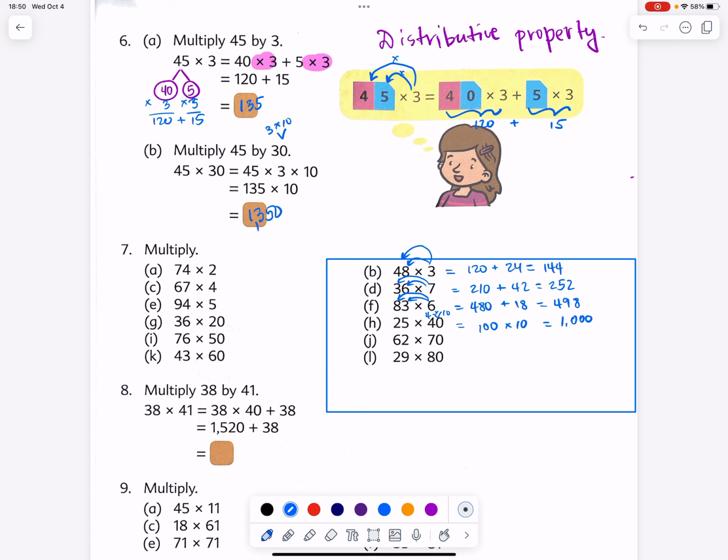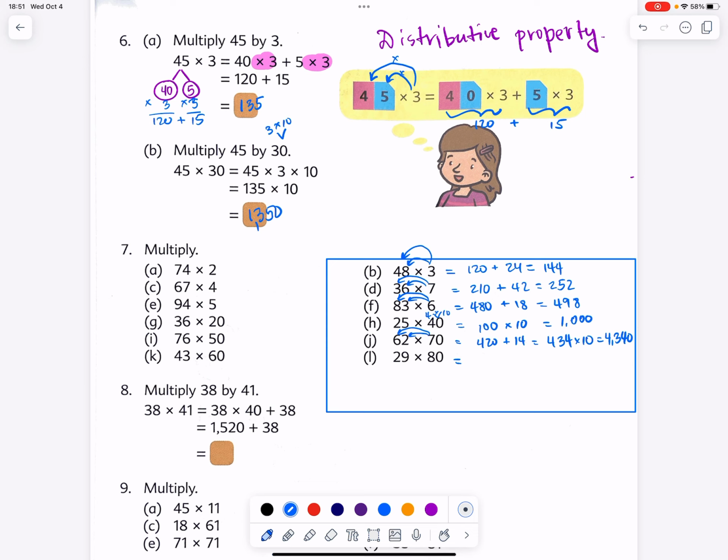62 times 70. Well, first let's multiply 62 times 7. 62 times 7 using distributive property. 60 times 7, 420, and 2 times 7 is 14. So those are your two partial products, becomes 434 times 10. Don't forget it was not only times 7, but also times 7 tenths, 70. So the total product is 4,340. All this math we're doing mentally.